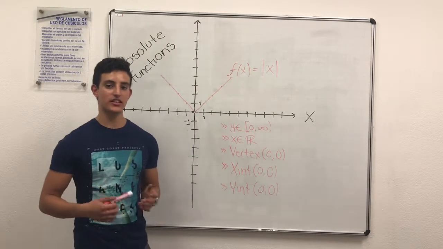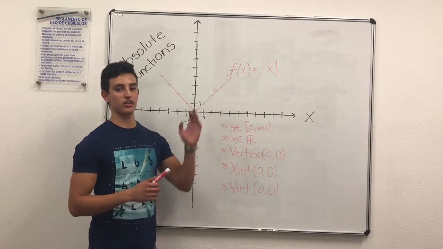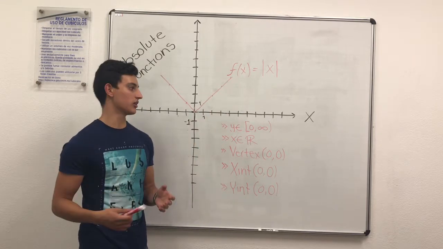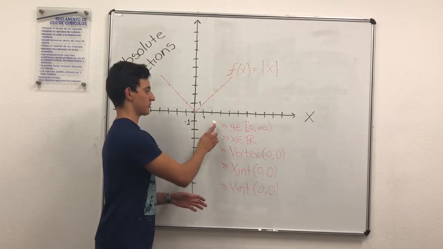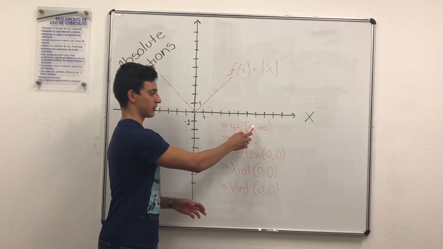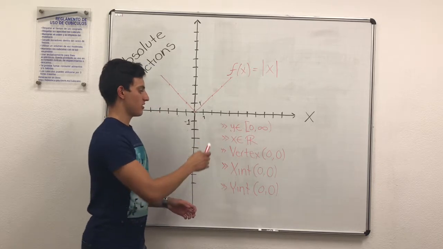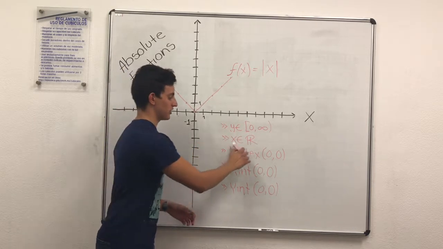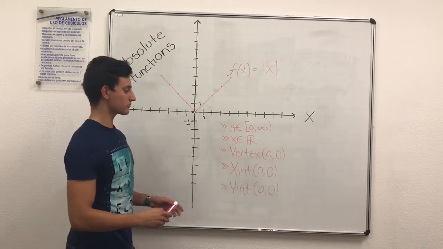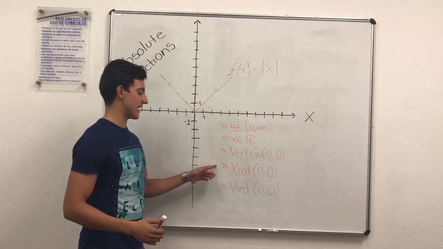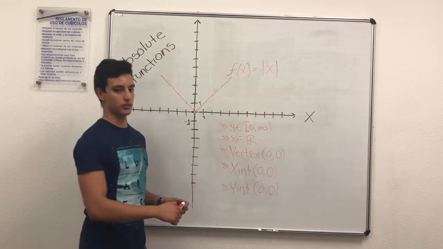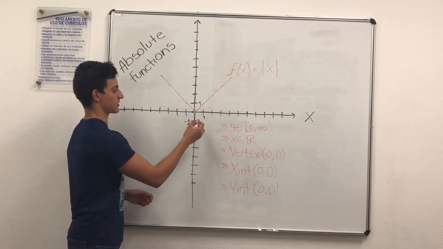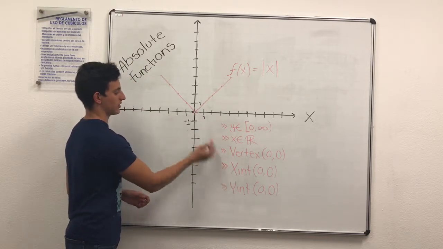Okay, so the basic characteristics of the general absolute function are the following. At least when there's no shifting, the range is from 0 included to infinity. The domain is all the real numbers, as you can see here. While the vertex, the x-intercept and the y-intercept are all 0, 0. This is the vertex and this is the x-intercept and y-intercept.